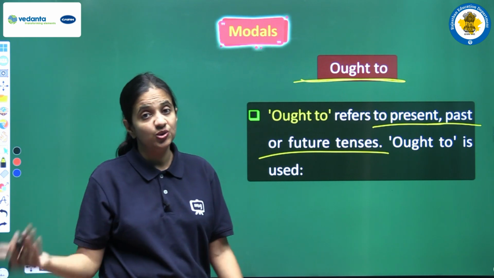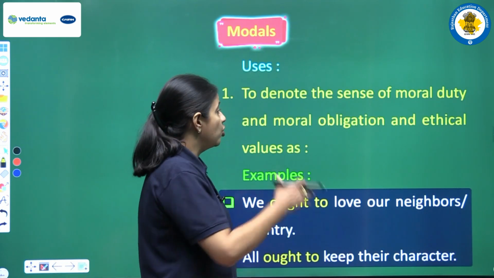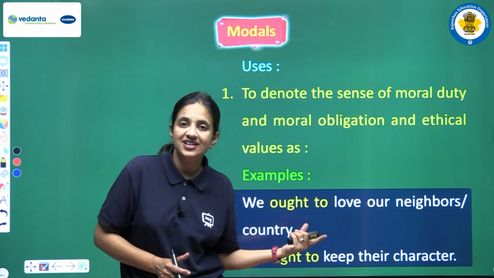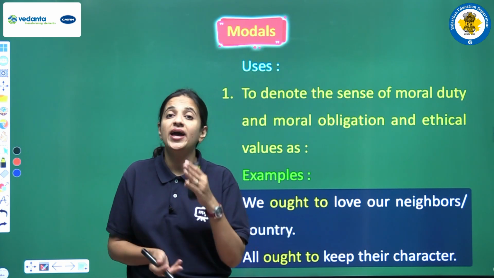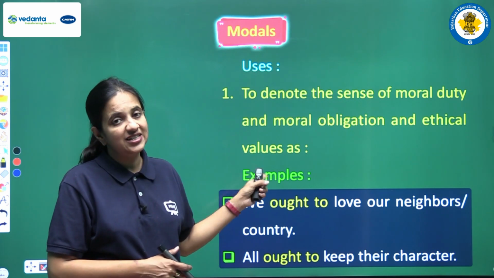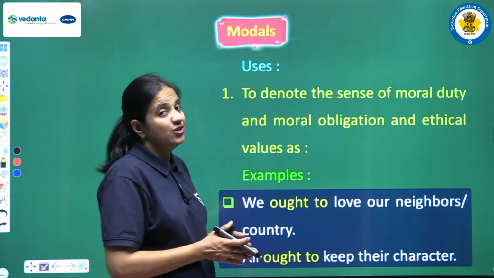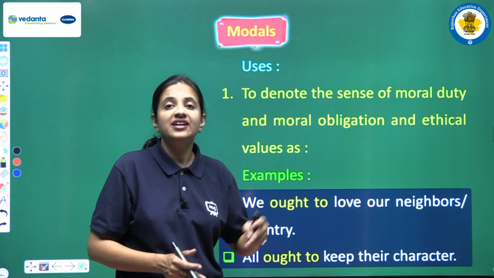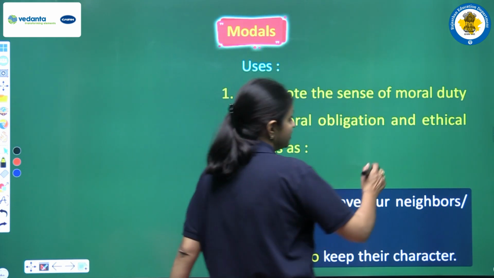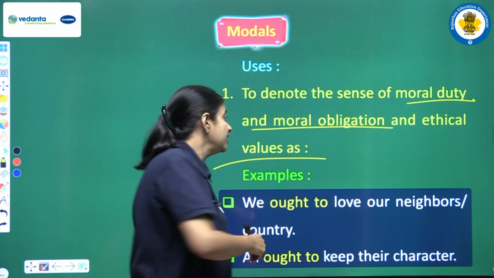So ought to is used. Let's see the very first use of ought to. It is used to denote the sense of moral duty and moral obligations and ethical values. This is the thing that we have discussed earlier also when we were reading should, right? Because in should also we have seen this usage, that should was used to show moral duty, moral responsibility, or we can say our obligations. Similarly, this modal, ought to, is also used in the same sense when we want to convey moral duty, moral obligations, or ethical values.